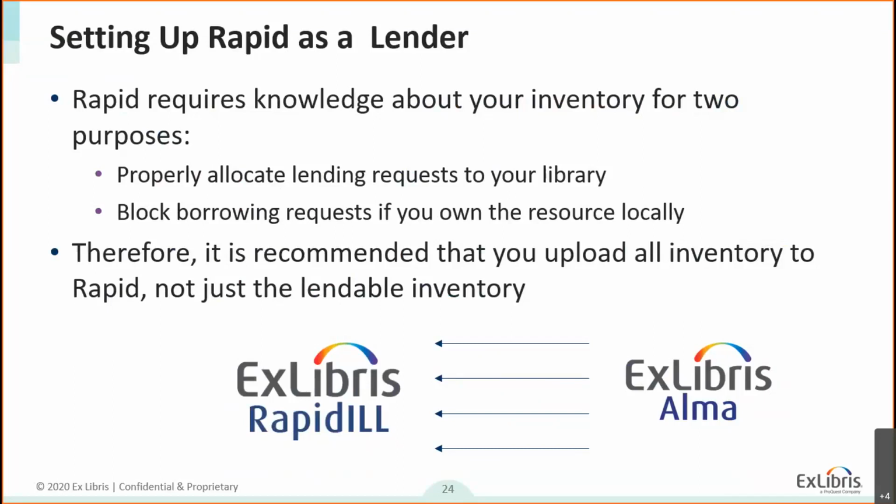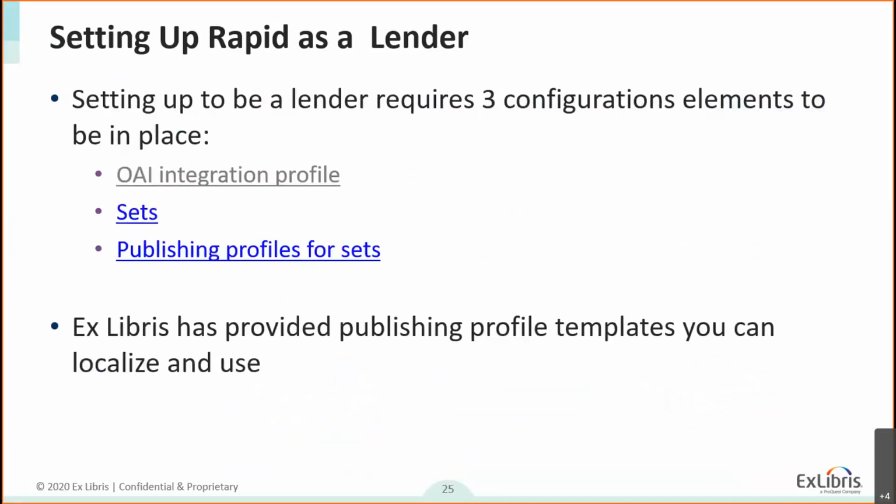Because Rapid knows about your local inventory, it can stop your locally owned requests from flowing on. And that's very useful because, again, Rapid will do very good identification down to the specific article and the specific coverage of your article. So it is recommended you publish everything, share or not.